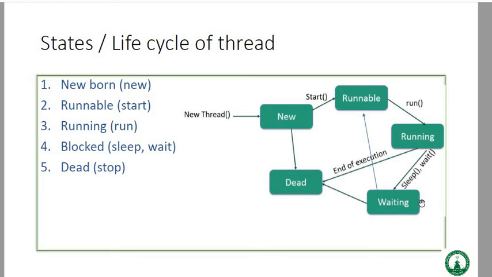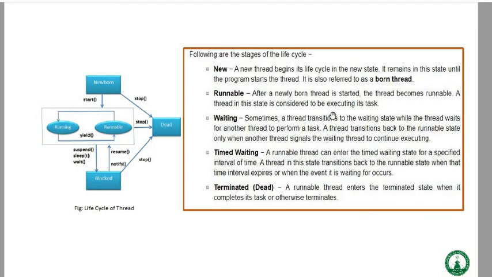That means if the sleep time is over, the thread wakes up, or the condition which it was waiting for has occurred. Then this blocked thread will notify that my suspension is over and I am ready to run. So it will come to the runnable stage. From here, it will again go to running. This is the life cycle of a thread. These are the important stages: newborn stage, runnable stage, running stage, dead stage or blocked stage.